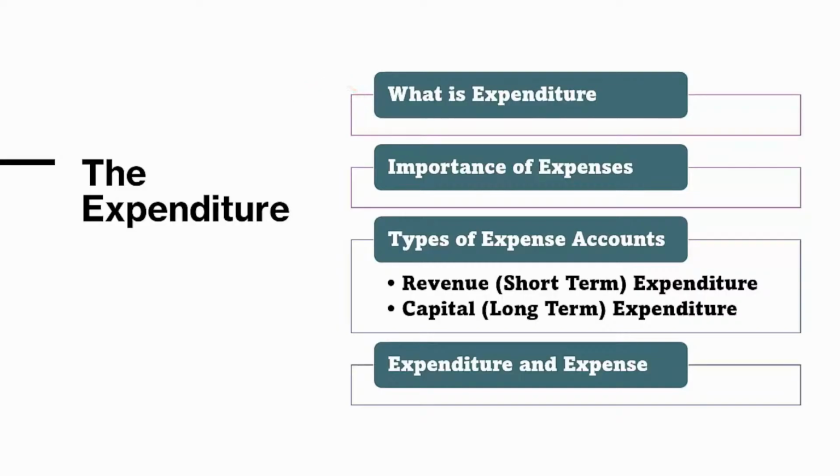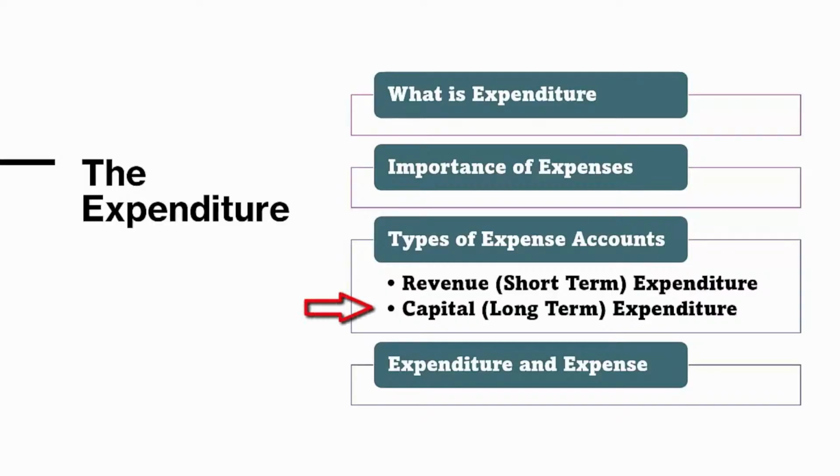Expenditure refers to the total amount of money spent by a business to buy goods or services, or to make investments for long-term benefits. Think of it as any outflow of money or resources from the business. Expenditure can be short-term or long-term. 1. Short-term expenditure. This is money spent on things that will be used up within the year, like office supplies or monthly rent. These are also called revenue expenditures.